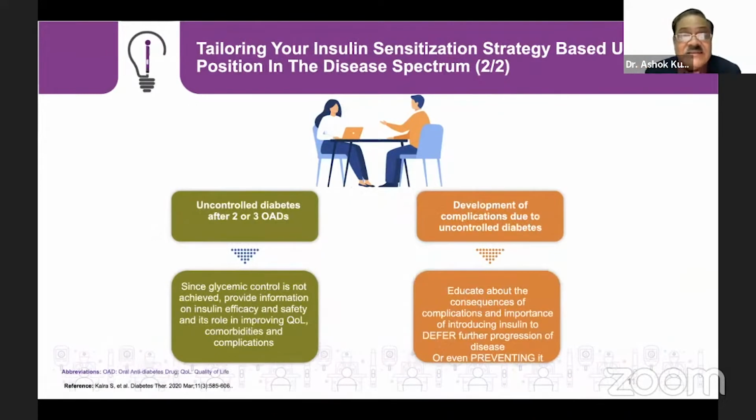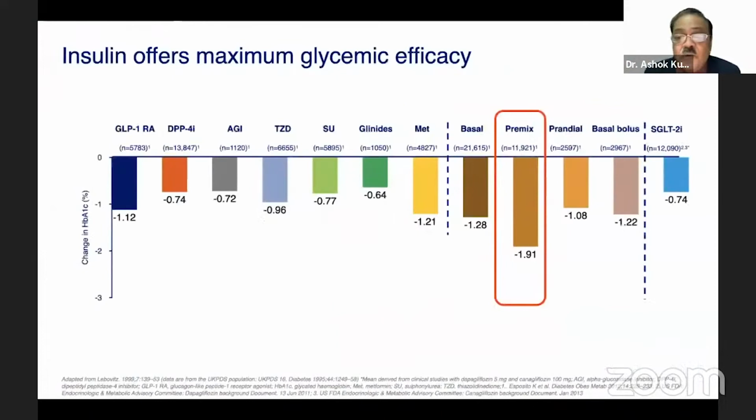Dear friends, the next case scenario is 4. Again, more than 2 or 3 OADs and no control. Number 2, the patient is developing complications because of lack of control, and glycemic control is not there. Therefore, we do not have a good quality of life. We have a lot of comorbidities and complications. Therefore, we have to educate the patient about the consequences of complications and the importance of insulin in deferring, postponing or even preventing complications. So these are some of the solutions to make the patient agree that we have to initiate insulin. Please take it home, discuss with your family members and agree to this proposition, which is for your benefit.